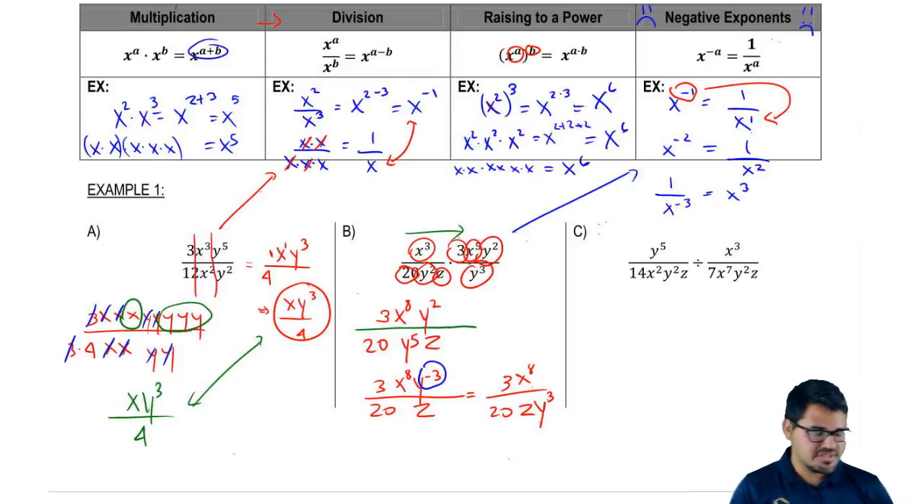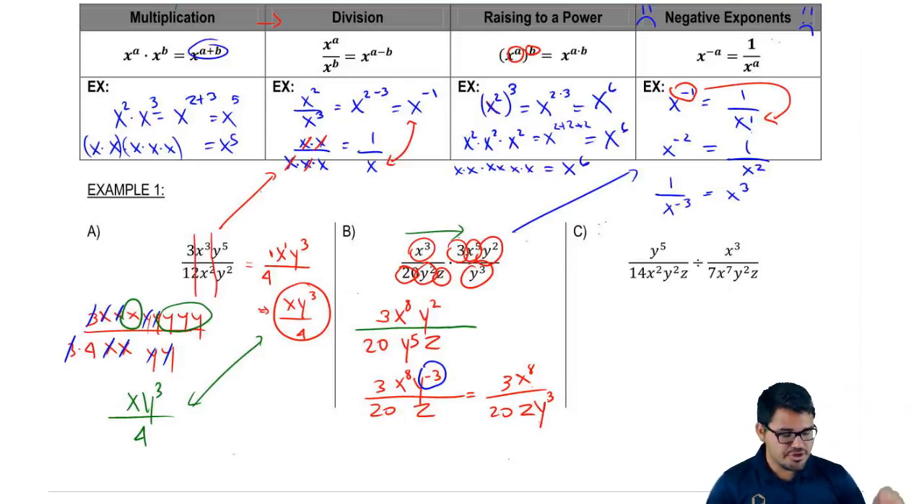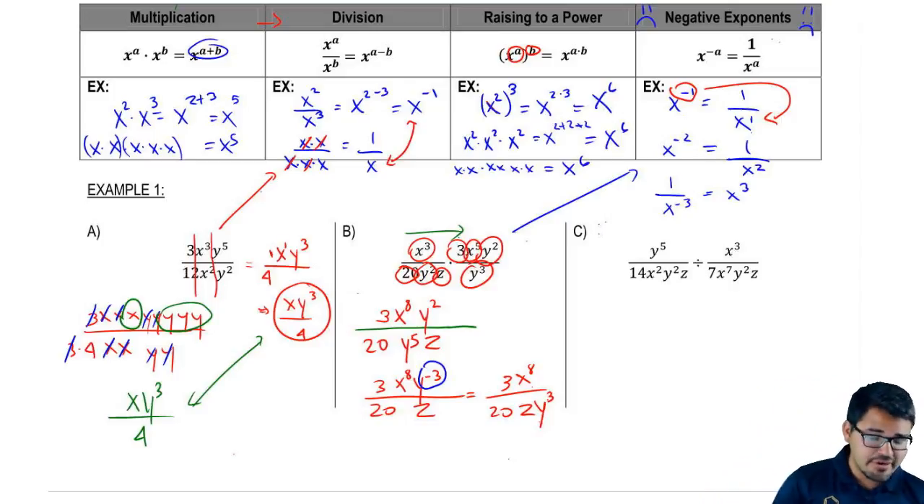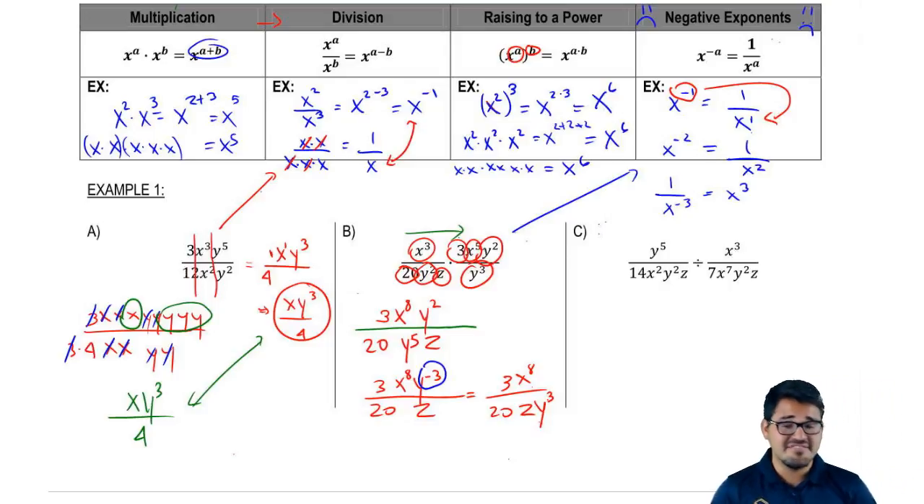And we're done. We're done with simplifying our exponent. So we can go through all the little rules that we just learned and simplify this stuff out. So now here we have, for C, a division.